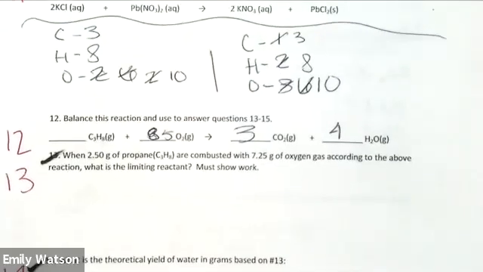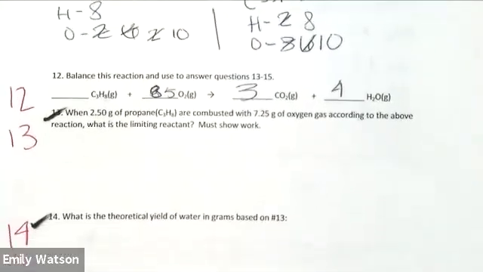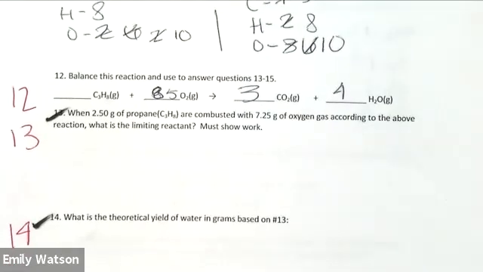So now we have it balanced. It's 1, 5, 3, 4. So then number 13, when 2.50 grams of propane, which is the C3H8, are combusted with 7.25 grams of oxygen gas according to the above reaction, what is the limiting reactant? How do we find limiting reactant?